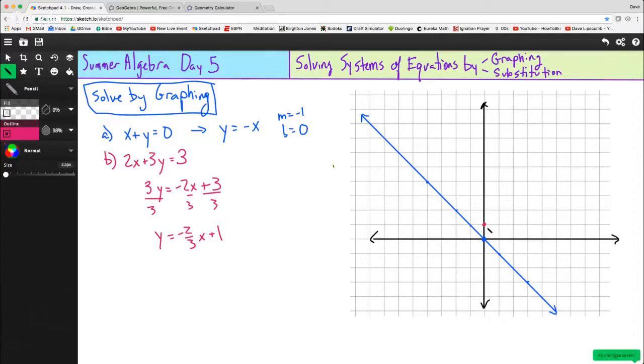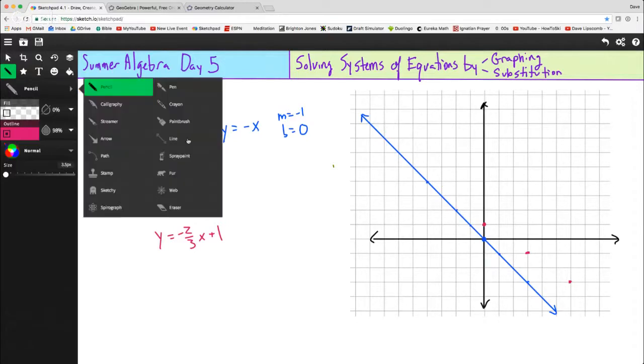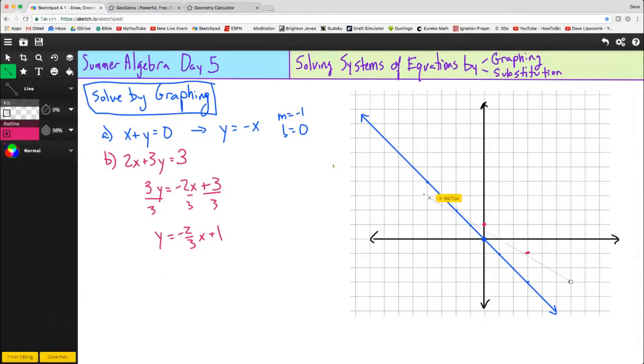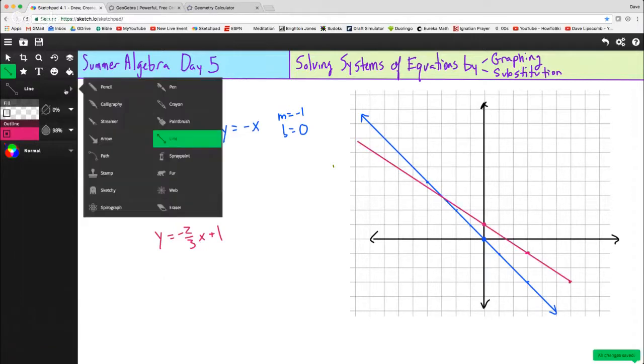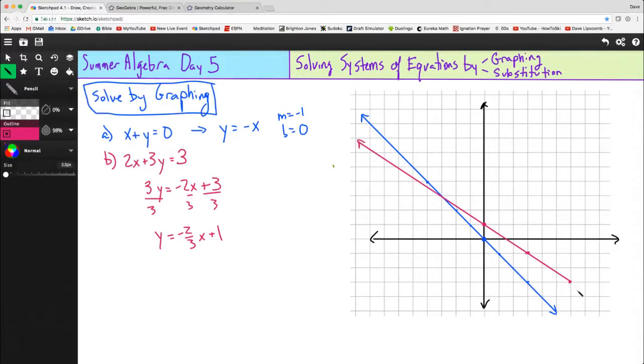Down 2 over 3. Down 2 over 3. Oh, what's going on here? Well, it looks like our intersection is going to be back behind us, sort of. Down 2 over 3. So let's do our line here. Looks like our intersection's right about here. Let's see if that works.